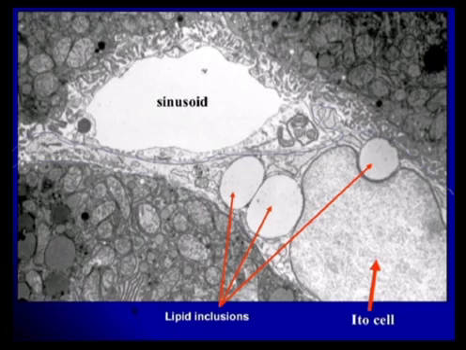Ito cells, you can see an Ito cell. These are the lipid inclusions. This is the sinusoid.